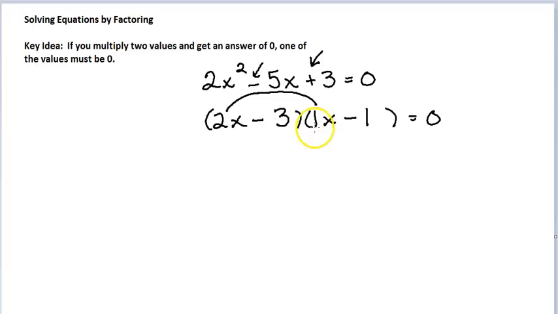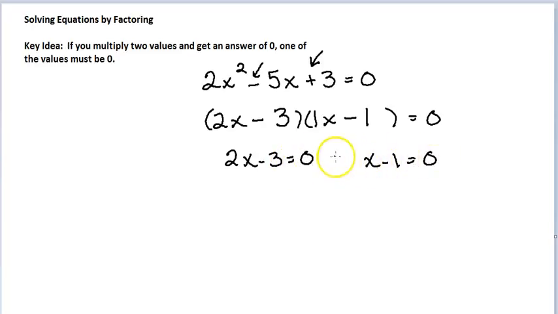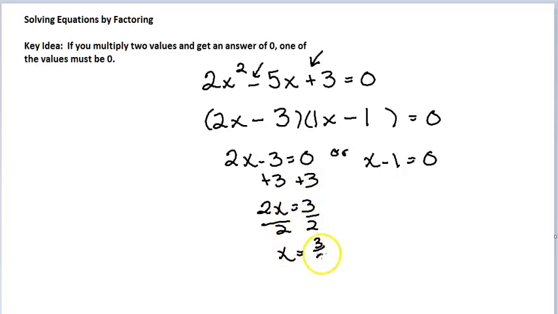Now that I know that I've factored correctly, I take each of those factors and set them equal to 0 and solve. Here I get a solution or an answer of 3/2, and here I get an answer of 1. And so my two solutions are 1 and 3/2. And you can check that work. I'm running out of time, so I'm not going to do that. You can check that work and make sure that your answers are correct, and these are.